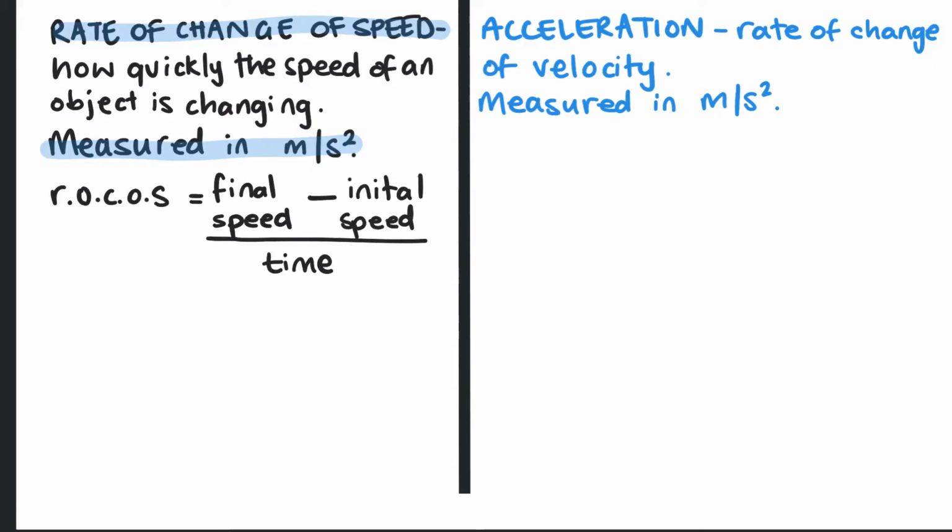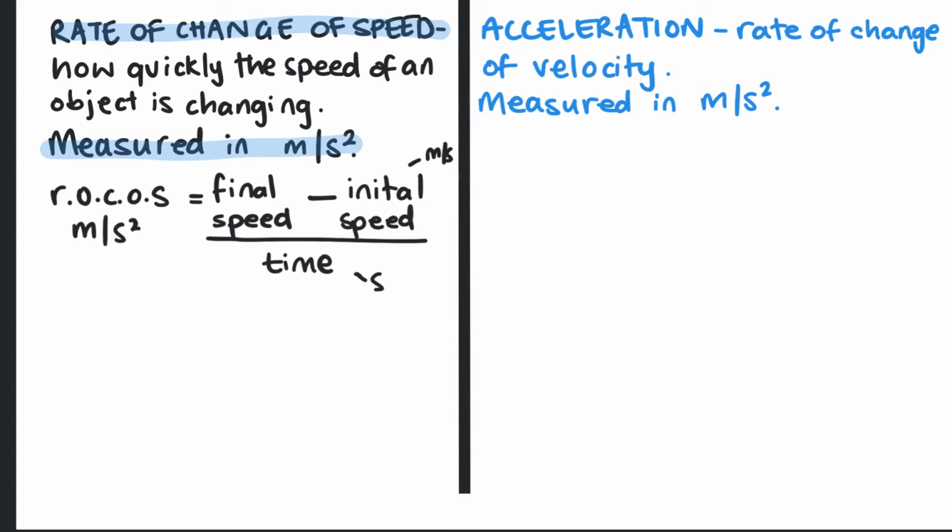So to find that difference in the speed, we take the final speed and subtract the initial speed. Both of these will be measured in meters per second. Time will be measured in seconds, which gives us the rate of change of speed in meters per second squared.